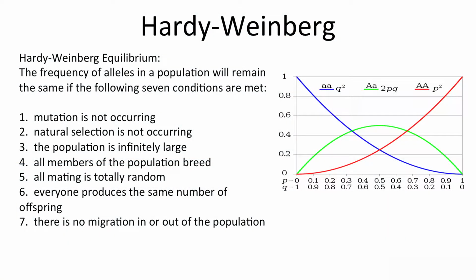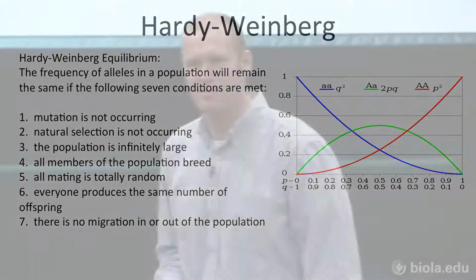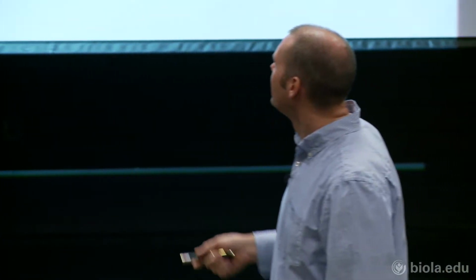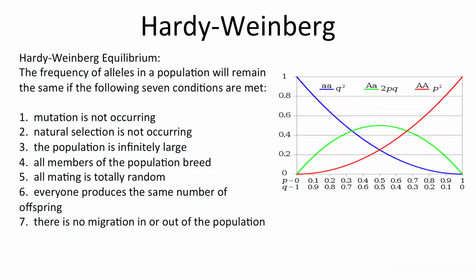Number 6, everyone produces the same number of offspring. That's not true, but some populations more or less are like that. Armadillos are weird. When the female has a fertilized egg in her womb, it grows to the 4-cell stage, and at the 4-cell stage, all 4 cells disperse, and almost every armadillo litter is 4 identical offspring. So I guess the armadillo is the closest one to everyone producing the same number of offspring.